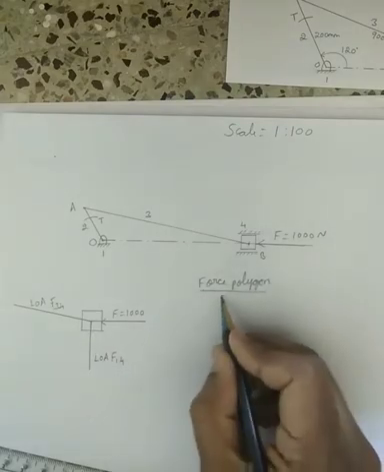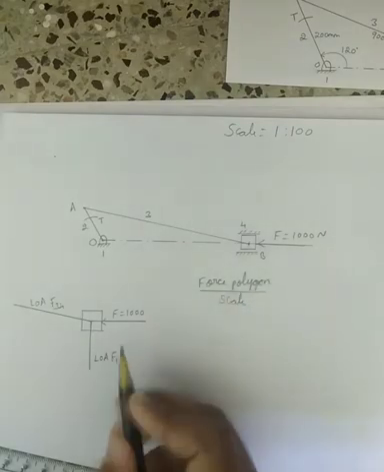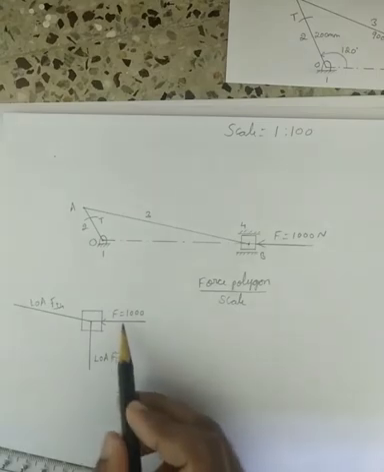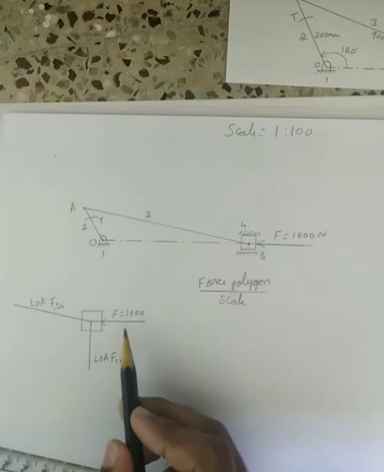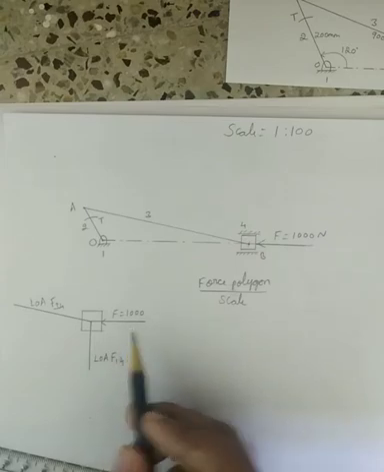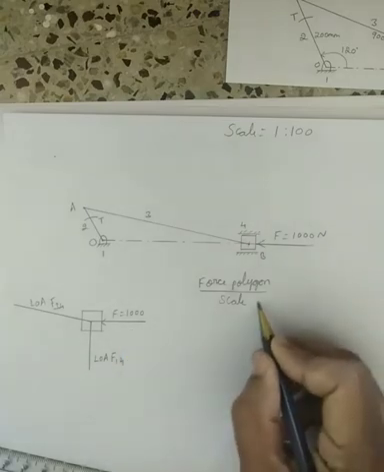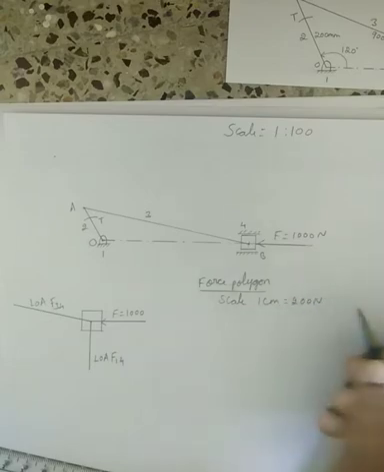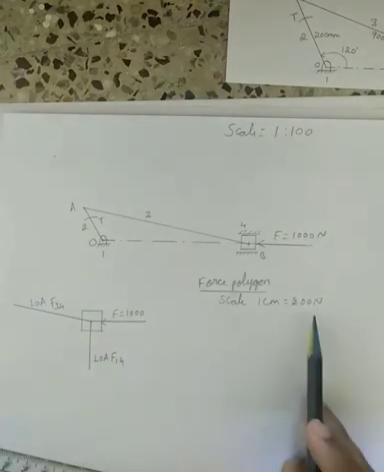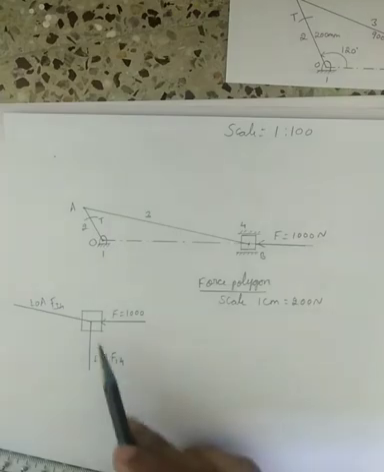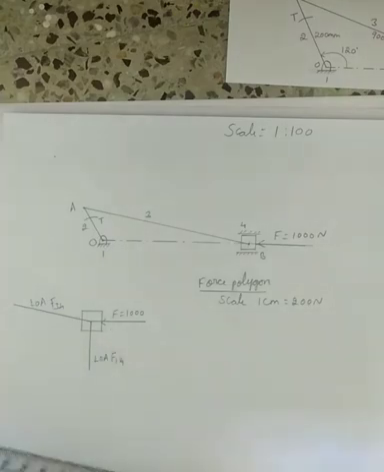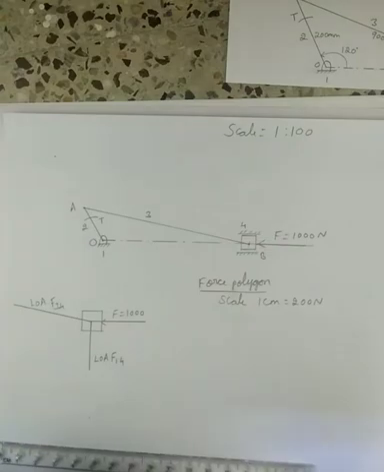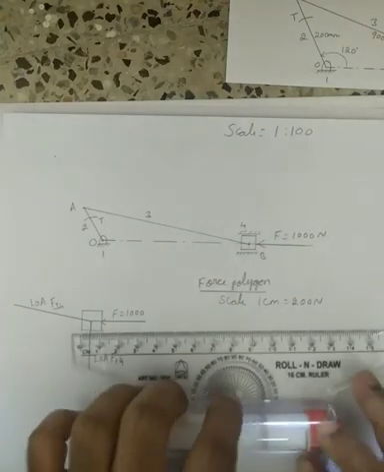So it has to be right for the required scale. Based upon the force value they have given, force F is equal to 1000 Newton. For that, I will take the scale 1 centimeter is equal to 200 Newton. Based upon that, I will draw the force polygon. 1 centimeter is equal to 200 means 1000 will be 5 centimeter.